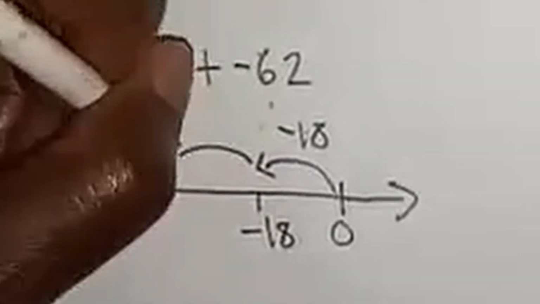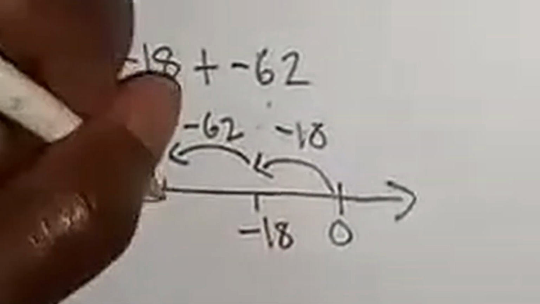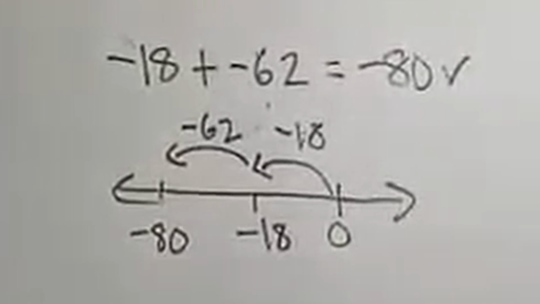Now we need to go another negative 62. So we'll go like this. Negative 18 and negative 62. It's going to bring me out to a negative 80. So negative 18 plus a negative 62 is going to give me negative 80. That's how you visualize it.